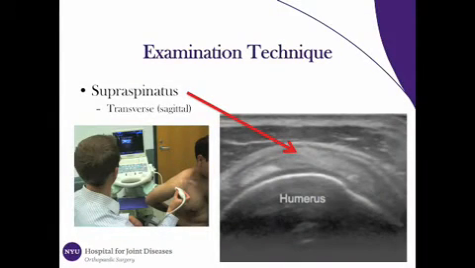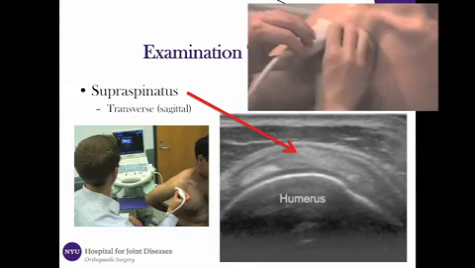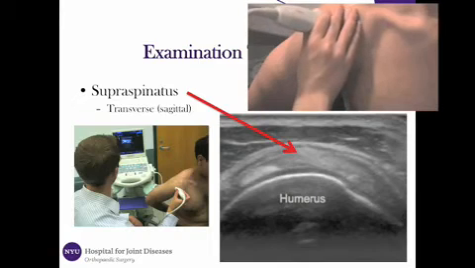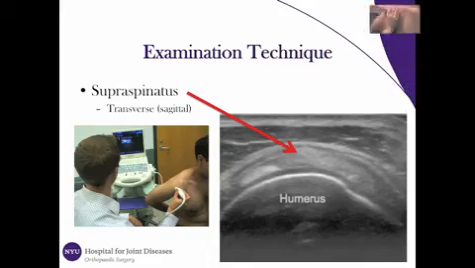The supraspinatus tendon is also imaged in the transverse plane. This is done with a simple 90-degree rotation of the probe. The patient is seated in the same position with the arm and shoulder extended and internally rotated. The supraspinatus tendon is demarcated by the red arrow.